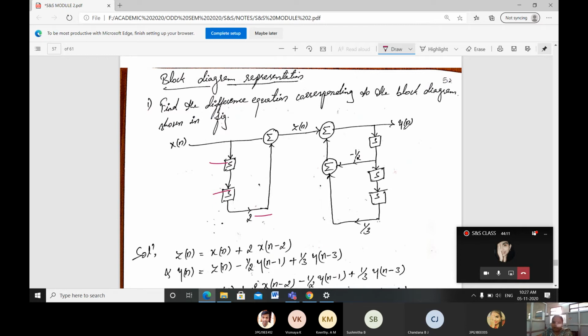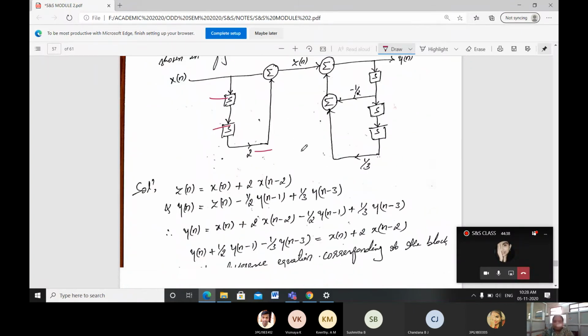Then the output y of n we will be getting. The output is going to be delayed by 1 position and scaled by minus 1 by 2, and this is going to be added with the output y with the 3 delays, right? 1, 2, 3 delays with the scaling factor 1 by 3, and these are going to be added and you will be getting the output y of n.